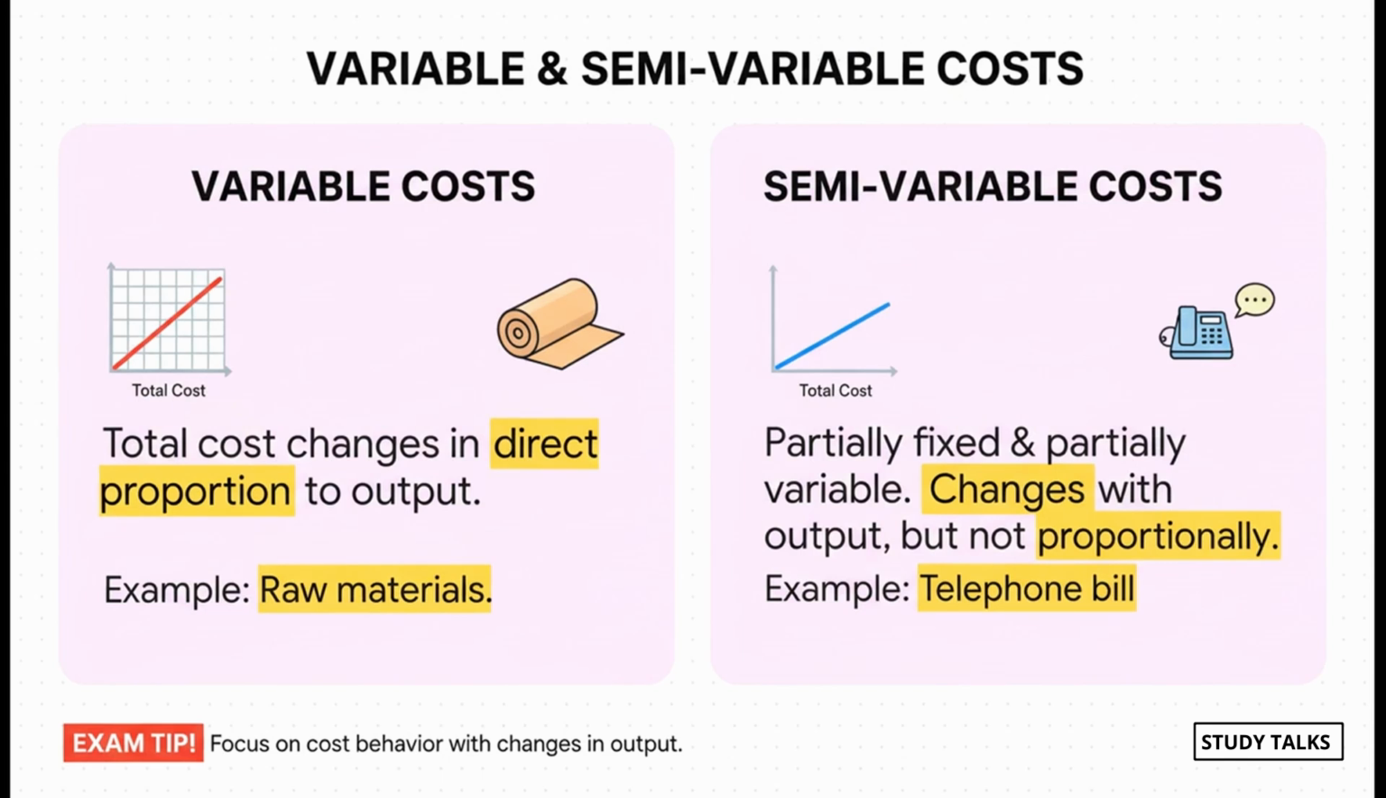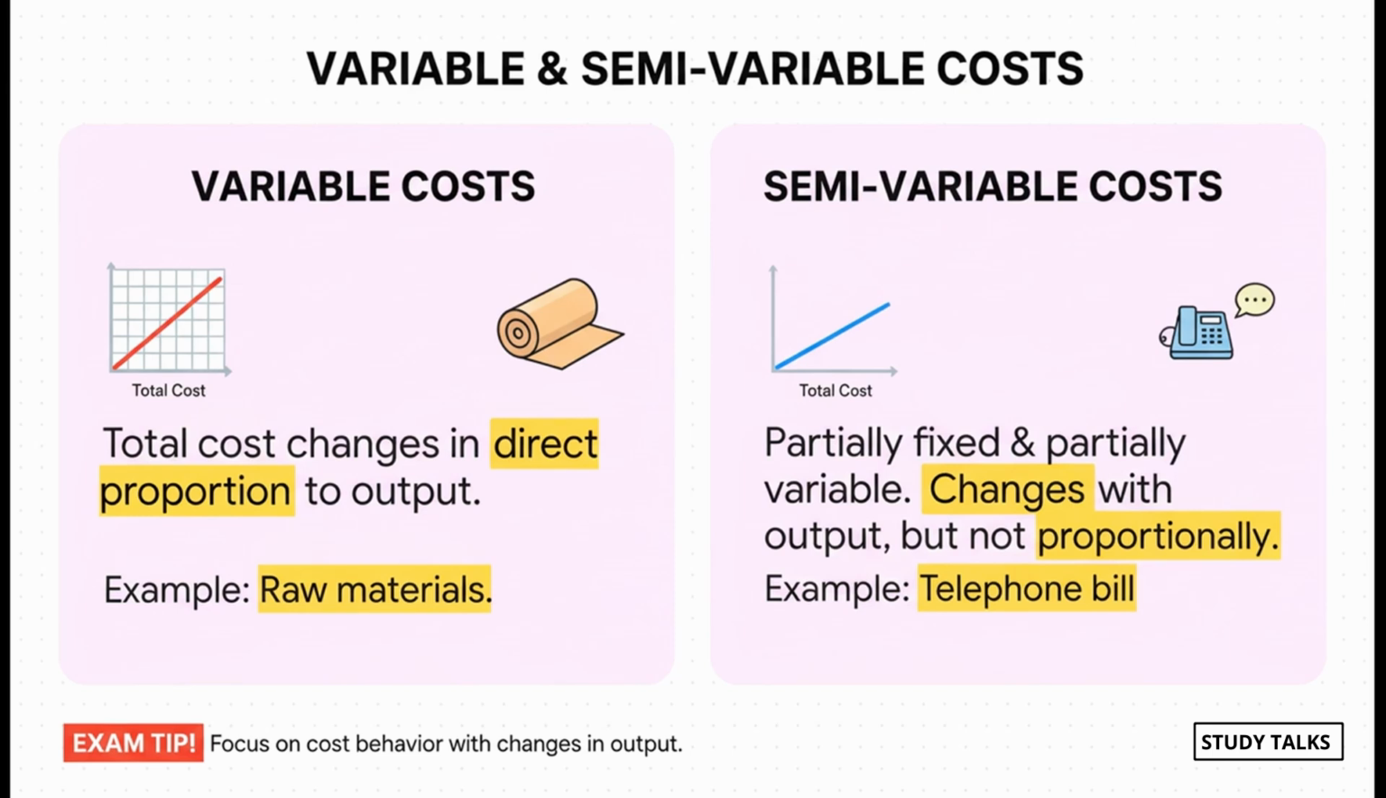Now, on the complete opposite side, you have variable costs. With these, the cost per unit stays the same, but the total cost goes up and down directly with your production. Think about the cloth for the dresses. The cost per dress is fixed, but the more dresses you make, the more your total cloth cost will be. Simple.